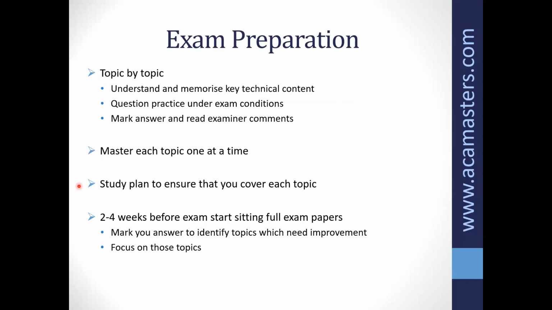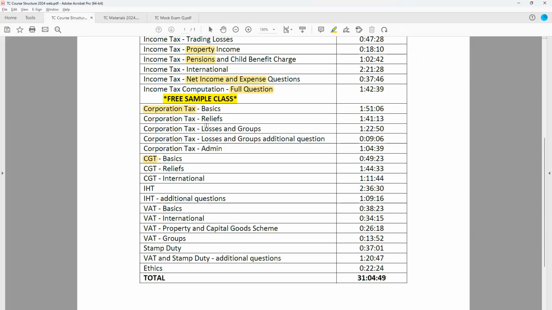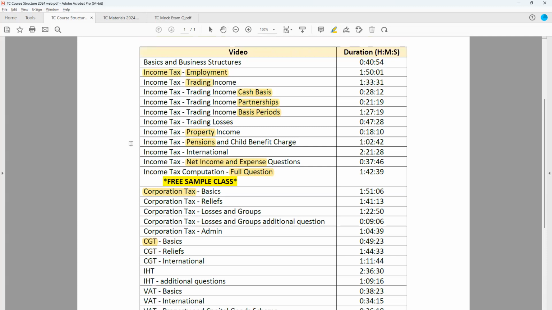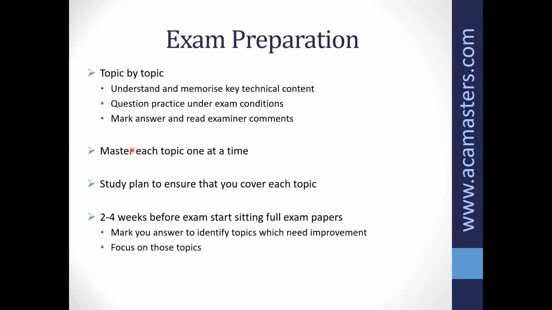So of course, what you need to do is build a study plan to make sure that you cover each topic. You can see all of the topics listed here, all relatively small in isolation, but obviously you've got a certain amount of time between when you start your exam preparation and the exam, and you need to make sure that you cover all of the topics and leave enough time at the end so you can start attempting full exams a few weeks before the actual exam.